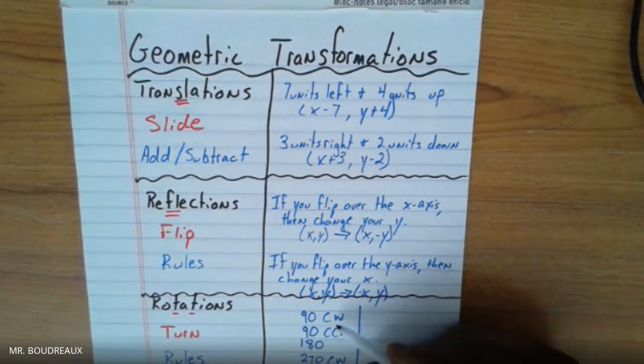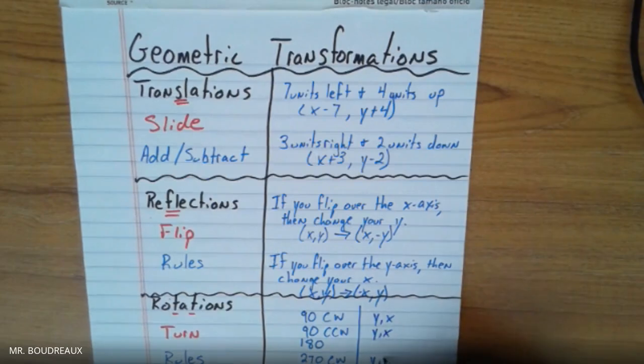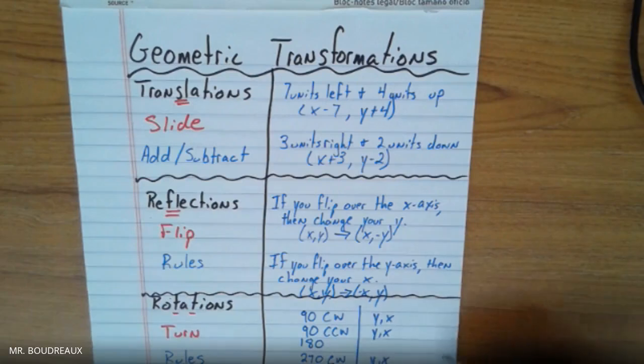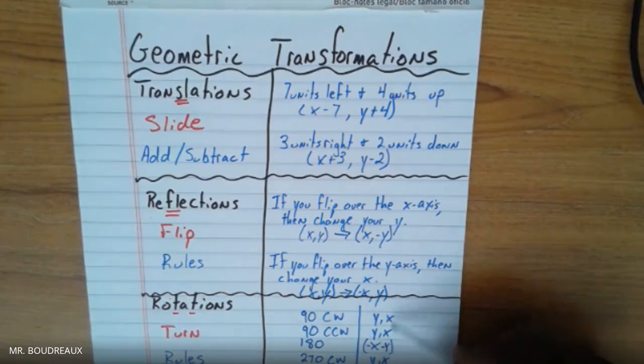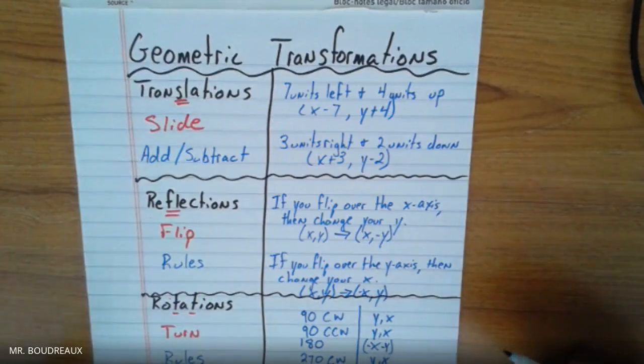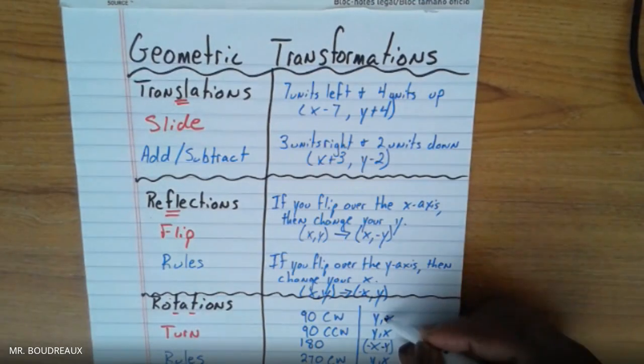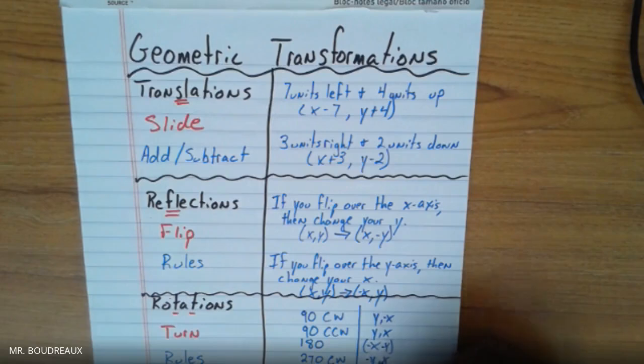For each turn, your Y's are going to be in front now. So I have Y comma X, Y comma X, Y comma X, and Y comma X. Now you may say, why did you skip 180? Because this is the only one that stays X comma Y. However, both of them are negative. Now how do you know which ones are negative up here? Well, in the pair X and Y, X comes first, so X gets the negative first, and then Y.